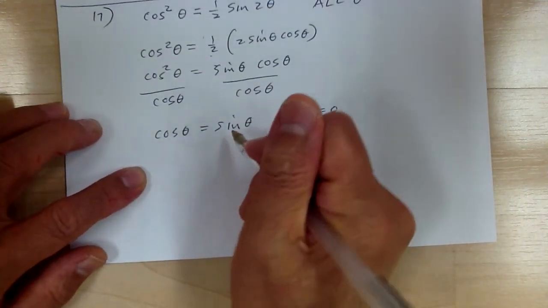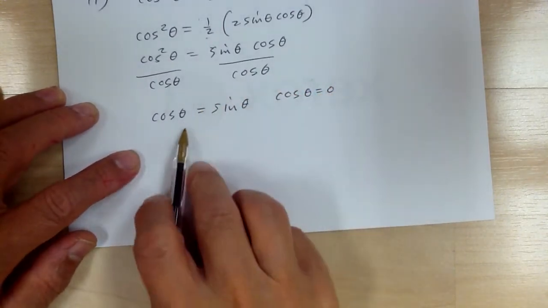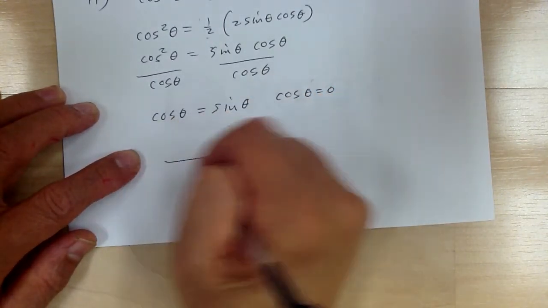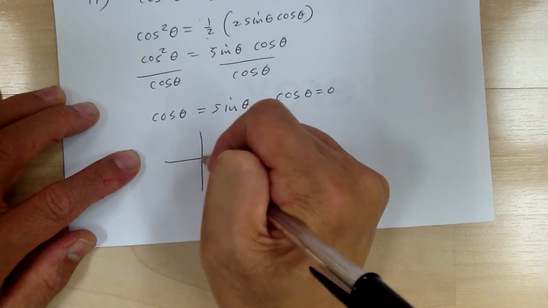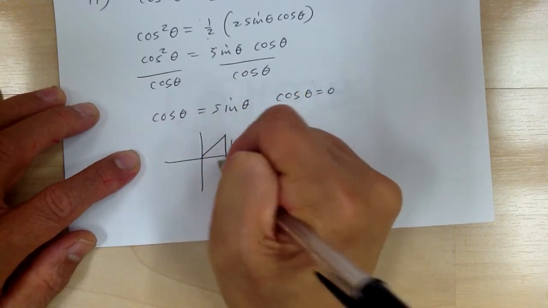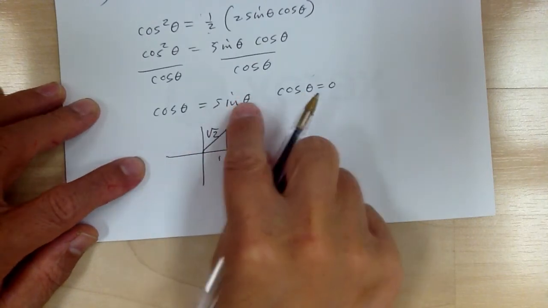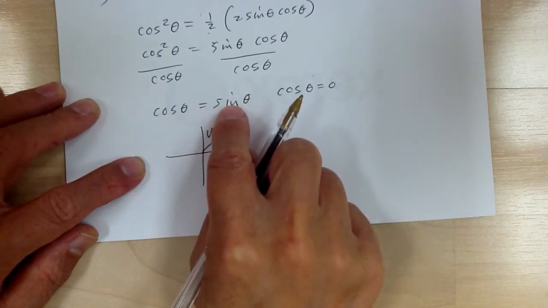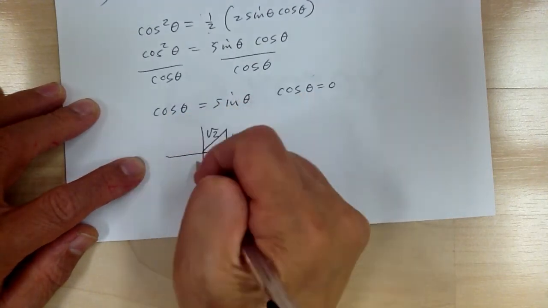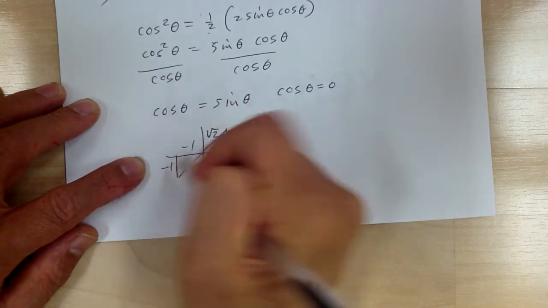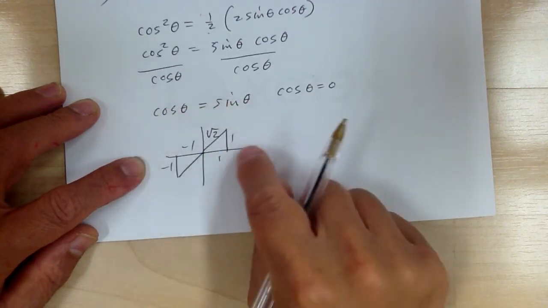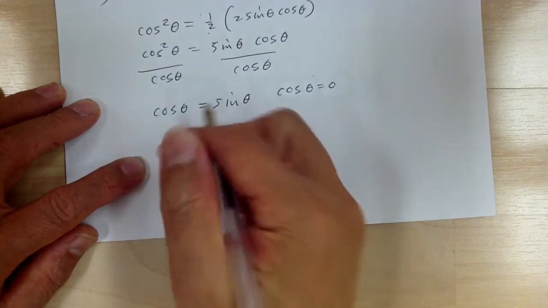Okay, so from here, you have cosine equal to sine, so you have to figure out when that is happening. Well, it's going to be right over here, right? When you have 1 over square root 2. So you've got to recognize that. Or if you divide by cosine, you're going to get tangent equal to 1, or you can have negative 1. Again, sine and cosine are equal, so you've got 1, 1, or negative 1, negative 1.